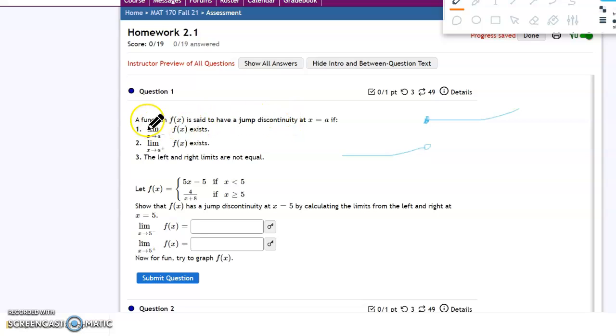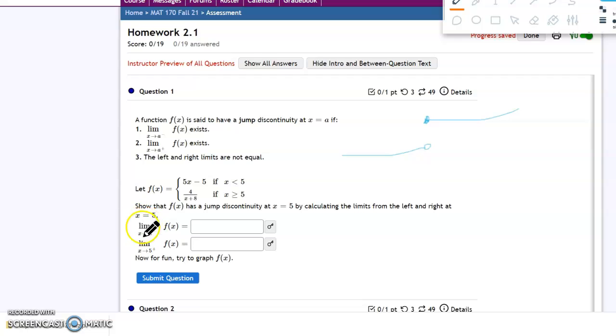The definition in calculus says that the limit from the left exists, the limit from the right exists, but they're not the same as one another. All right? So we can see that this is going to a different y value than this would be. Okay, so it gives us this function, and we have to show that it has a jump discontinuity at 5 by finding the limits, and they will be two distinctly different values since it has a jump discontinuity.